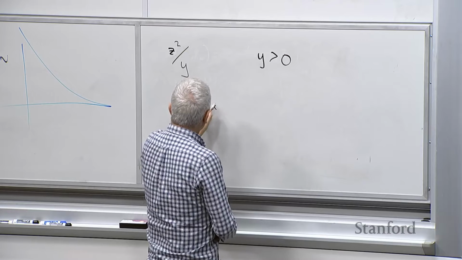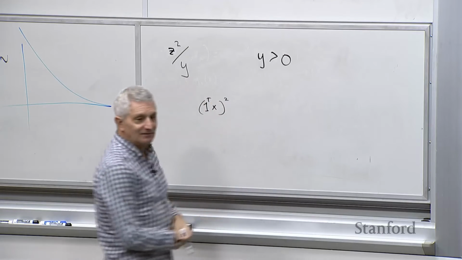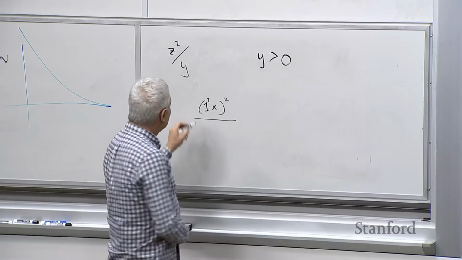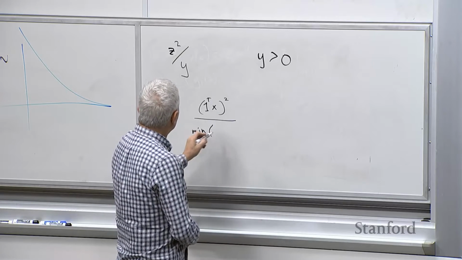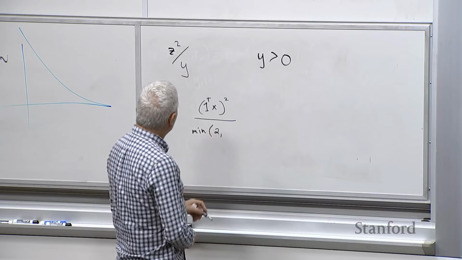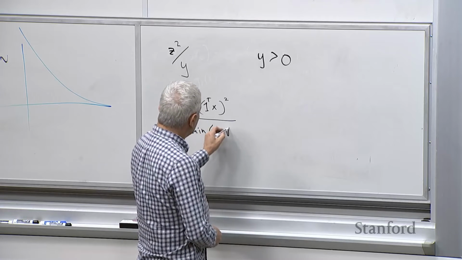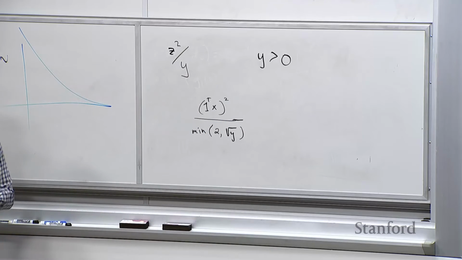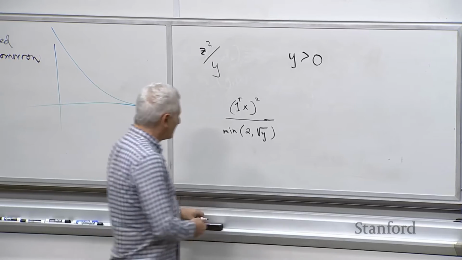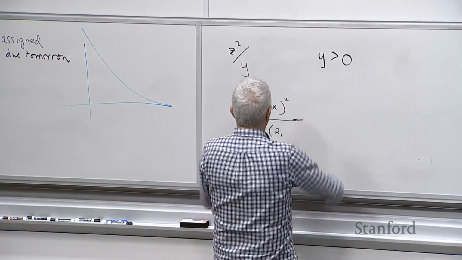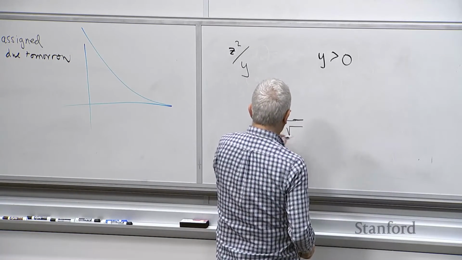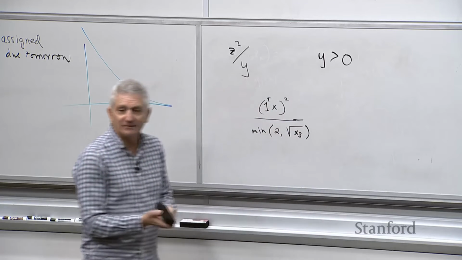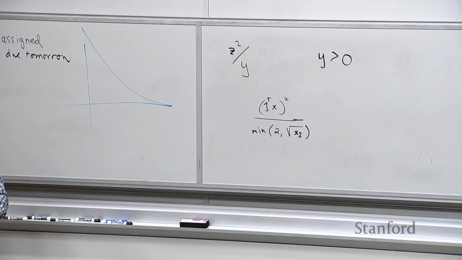Here's a function. Ready? (1 transpose X) squared, that's the sum of the entries of X, then squared, divided by, I don't know, let's say the minimum of 2 and square root of Y. In fact, you know what? Let me do something even weirder. Let me make this the square root of x3, its third entry. There you go. There's some sick function on Rn.